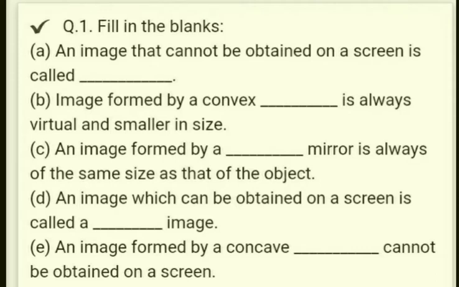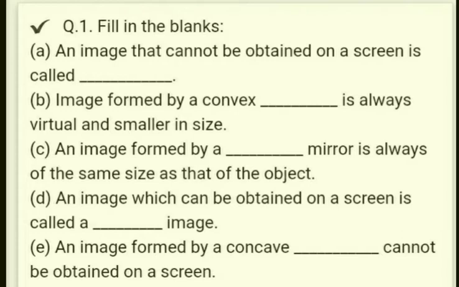Next question. Image formed by a convex dash is always virtual and smaller in size. Which type of lens always produces a virtual image and a small image? This is produced either by a convex mirror or by a concave lens. So here it is convex, so it is a mirror. So the image formed by a convex mirror is always virtual and smaller in size.